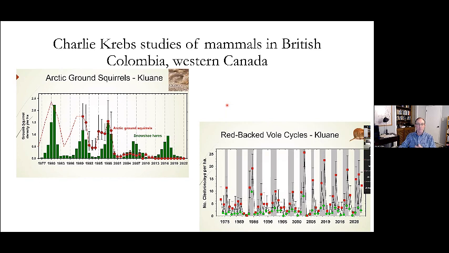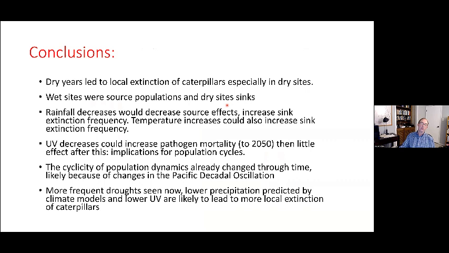So to conclude, what I have shown you is that dry years led to local extinctions of caterpillars, especially in the dry sites in this study system. Our wet sites appeared to be source populations and the dry sites were sinks. Rainfall decreases would decrease the source effect and increase the sink extinction frequency, which seems quite likely. Temperature increases could also increase sink extinction frequency in particular, and perhaps reduce the extent to which the sources are sources through having lower population densities there.